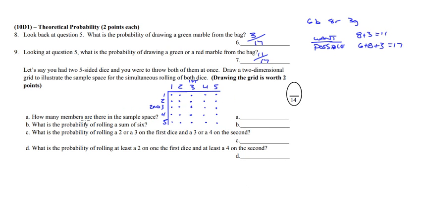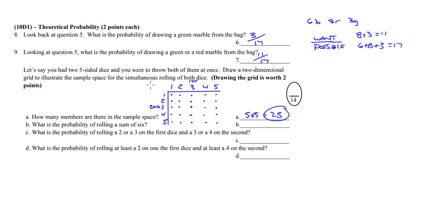So then for part A, how many members are there in the sample space? There are 5 by 5. 5 times 5 is 25 total members in the sample space. What's the probability of rolling a sum of 6?